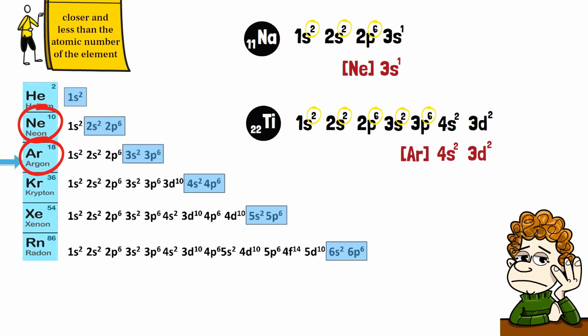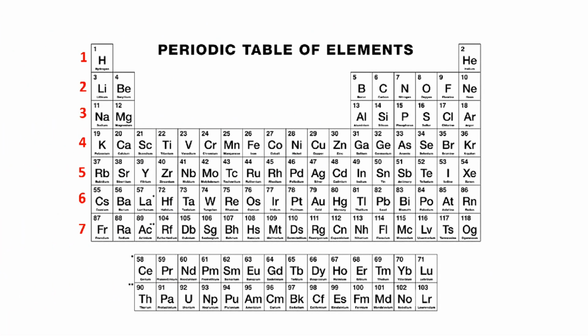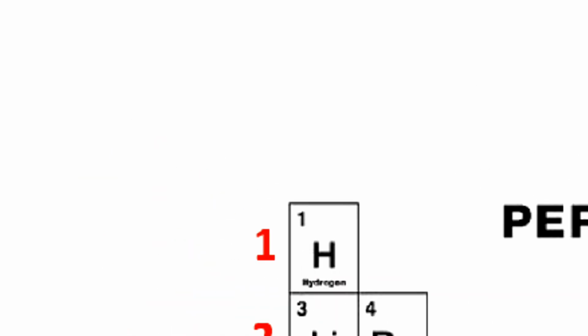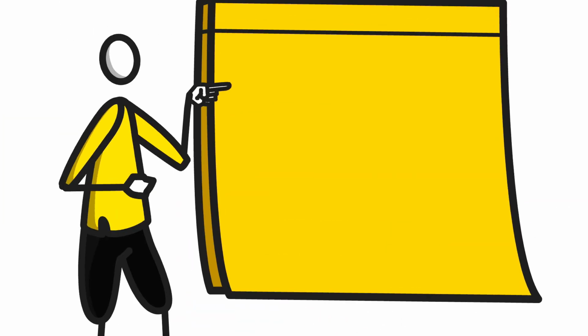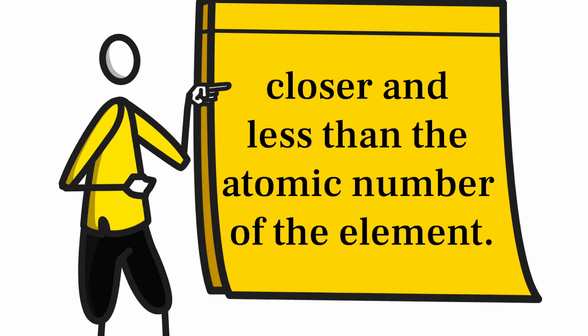But is it necessary that each time we write the full electron configuration first and then replace it with the noble gas configuration? So let's learn another way to shorten our work. As we mentioned a while ago, when choosing the symbol of the appropriate noble gas, its atomic number must be closer and less than the atomic number of the element.